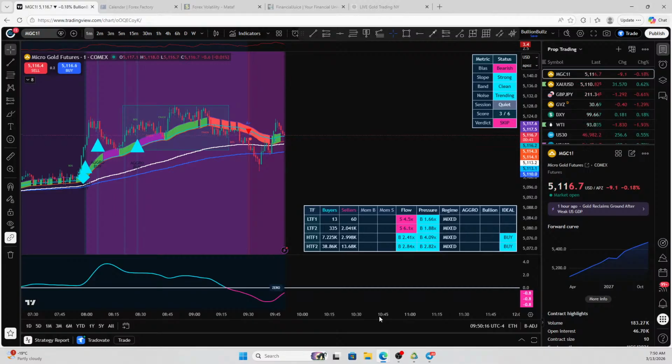We're going to be waiting, and once the news drops, we will have an idea what direction we want to take. We're going to wait for our setup to form and just have patience. Remember, trading is all about patience. You have to wait for your trade setup to form, and once that trade setup forms, you take your trade. Okay?